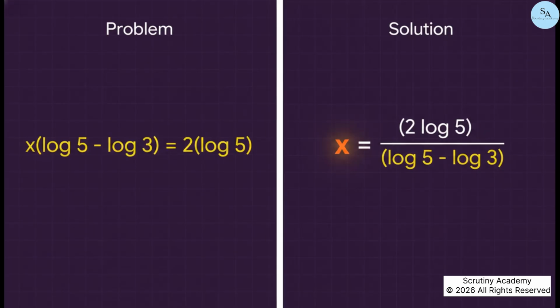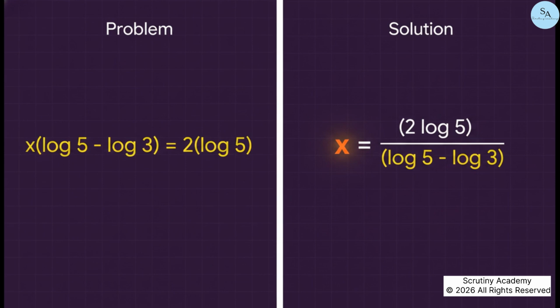We are so close to the finish line. To solve for x, we just need all the x terms on one side. We group them together to get x times the bracketed expression (log 5 minus log 3) equals 2 times log 5. Finally, to get x totally alone, we just divide by that bracketed expression. Our final answer is x equals 2 log 5 divided by (log 5 minus log 3). Celebrate this victory. You literally just proved that even intimidating board exam questions fall apart when we simply follow the steps patiently.